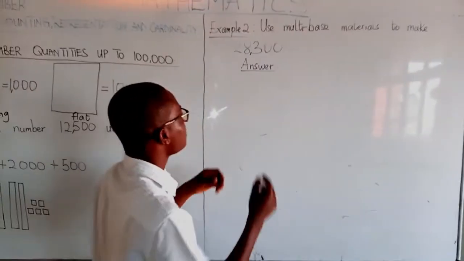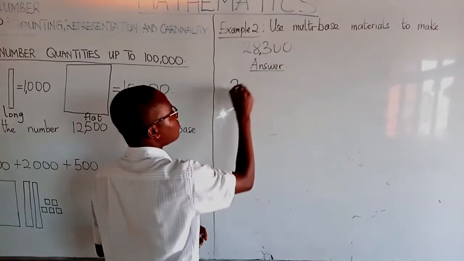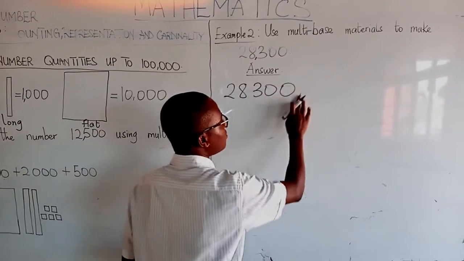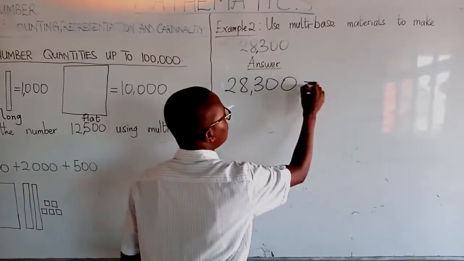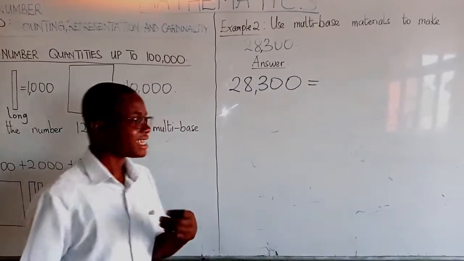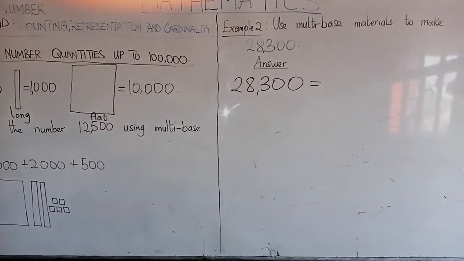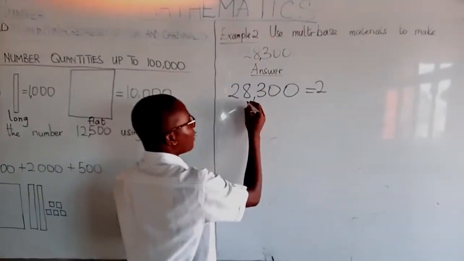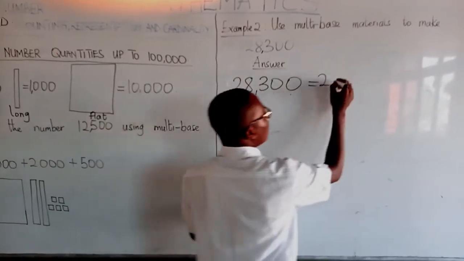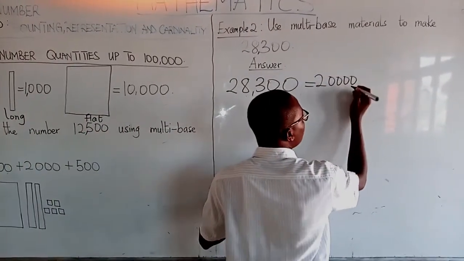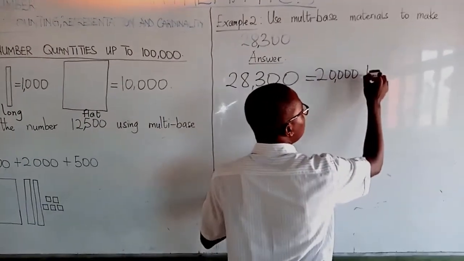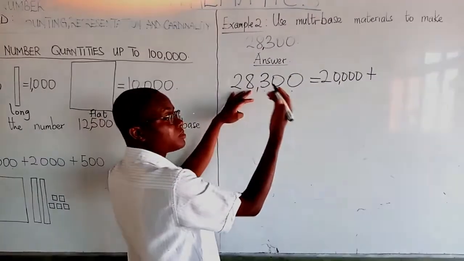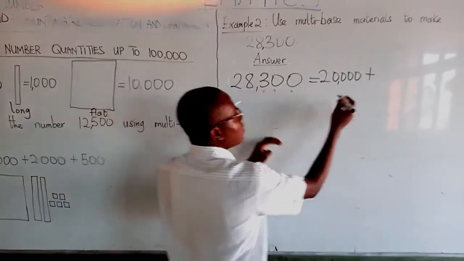Now what you do is, you write this number, 28,300. Then you expand it as I made mention of it over here. So you take the first number, which is 2. How many numbers are at the back? 1, 2, 3, 4. Plus the second number. How many numbers at the back? You change them to zeros. 1, 2, 3.